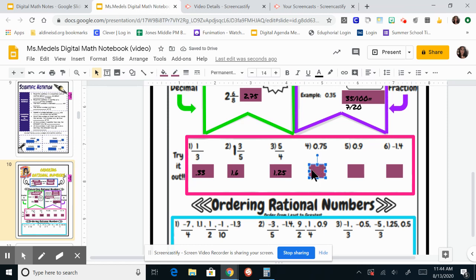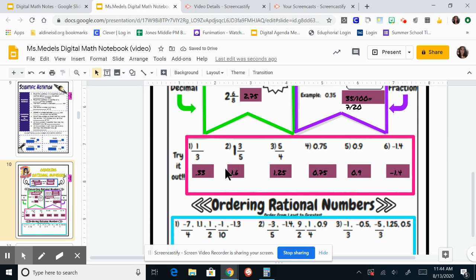0.75, I already have that in decimal form, so I'm going to leave that alone. Same thing with 0.9. It is already in decimal form. And then negative 1.4. It's also in decimal form, so I'm going to leave it.